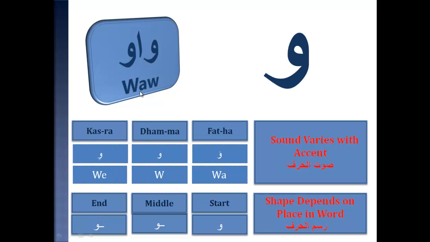The next letter is Waw, and the three basic sounds for it are Wa, U, and Wi. As you recall, Waw does not connect to the letter after it, so it keeps its shape depending on the letter before it.